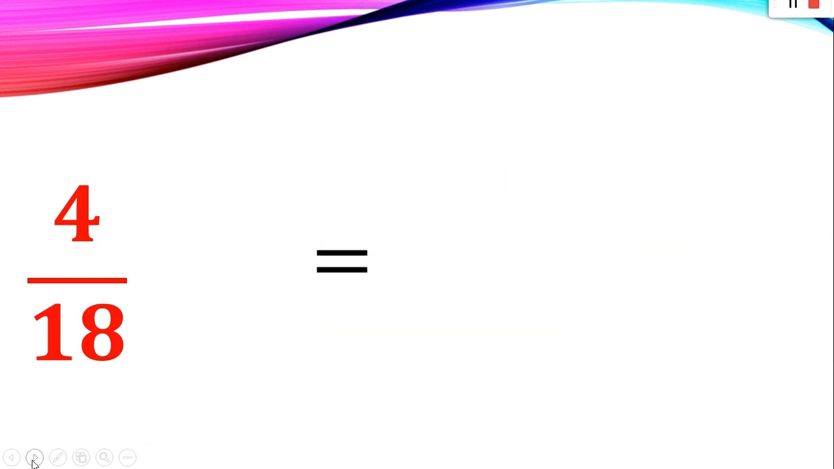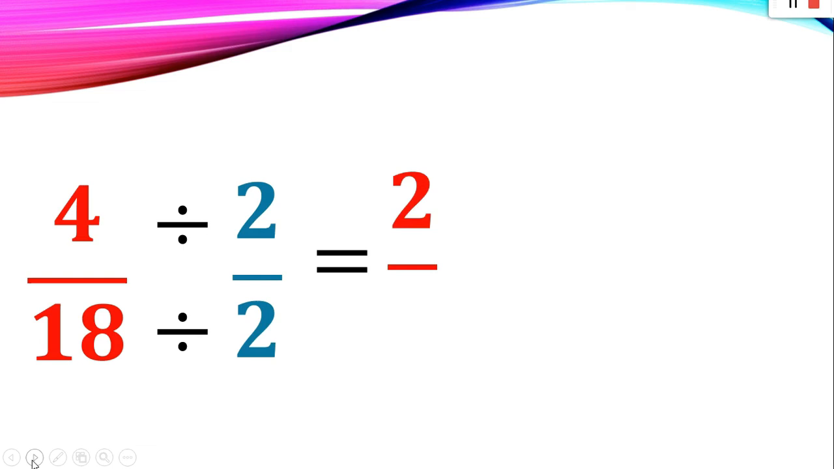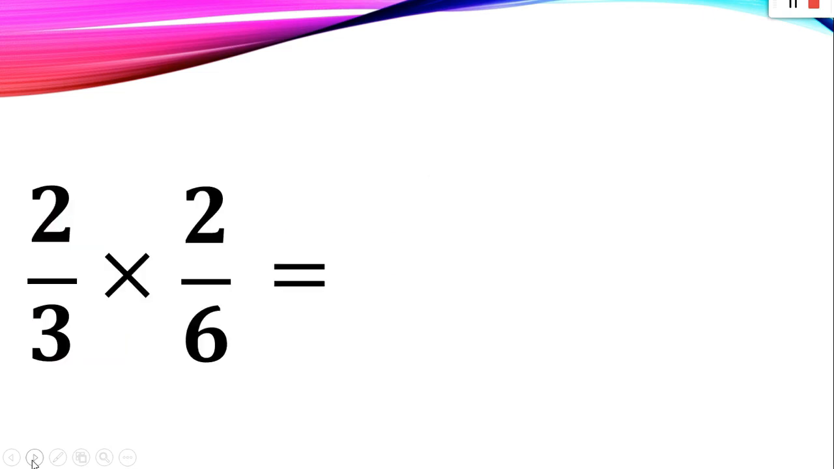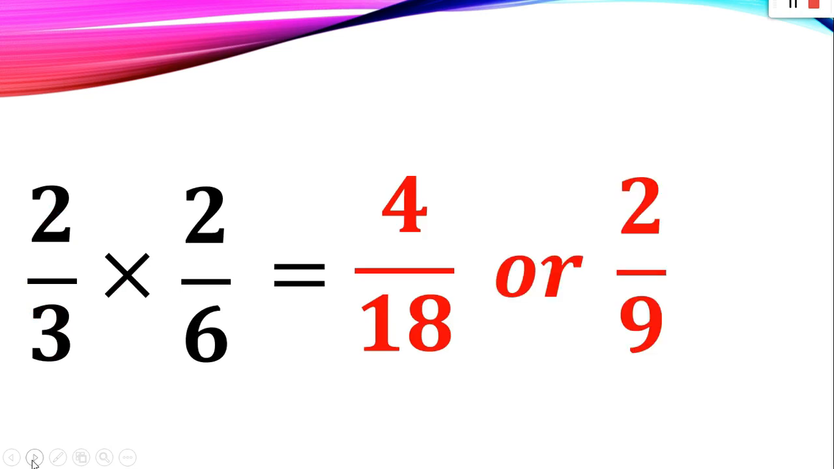The next step is to divide the numerator and the denominator by the greatest common factor, which is 2. 4 divided by 2 will give us 2, and 18 divided by 2 will give us 9. So 2/9 is the simplest form of 4/18. We can say that the product of 2/3 and 2/6 is 4/18 or 2/9.